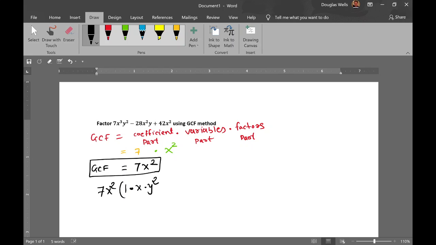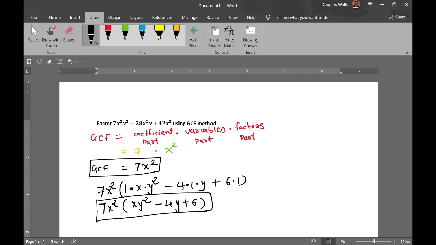Let's go for the second term. 7 times what is negative 28? Negative 4. x squared times what is x squared? Just 1. And times y. Last term. 7 times what is positive 42? 6. x squared times what is x squared? 1. Let's simplify this a little more. 1 times x times y squared, xy squared. Minus 4 times 1 times y, negative 4y, and positive 6. This is our answer to that particular question.